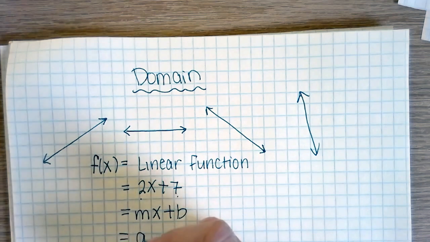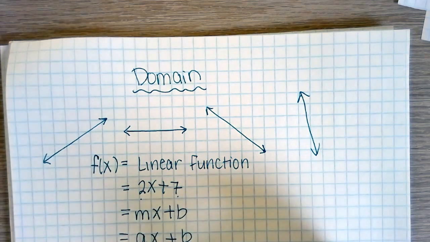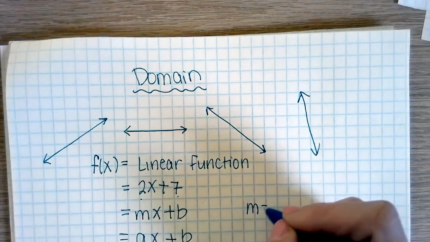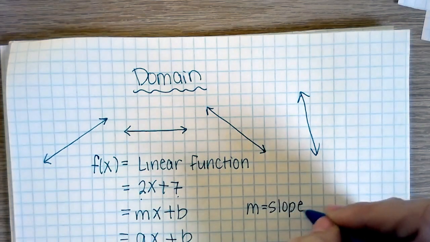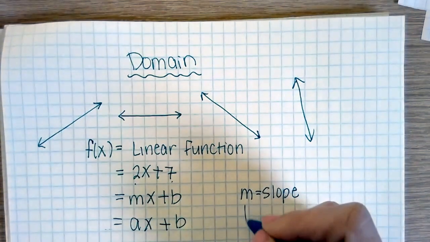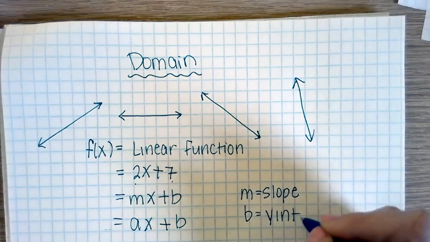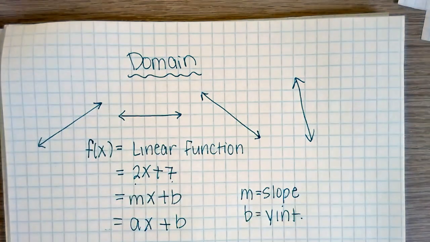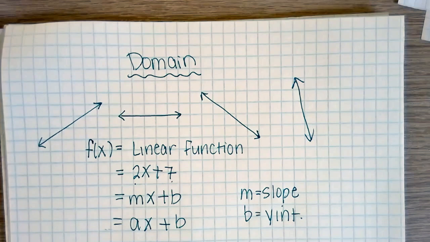Some books use ax plus b because they just go in alphabetical order. Okay? M is your slope. I really shouldn't use an equal sign for that, but M is your slope and b is your y-intercept, right? All of these are linear functions. What is the domain of all of these linear functions?